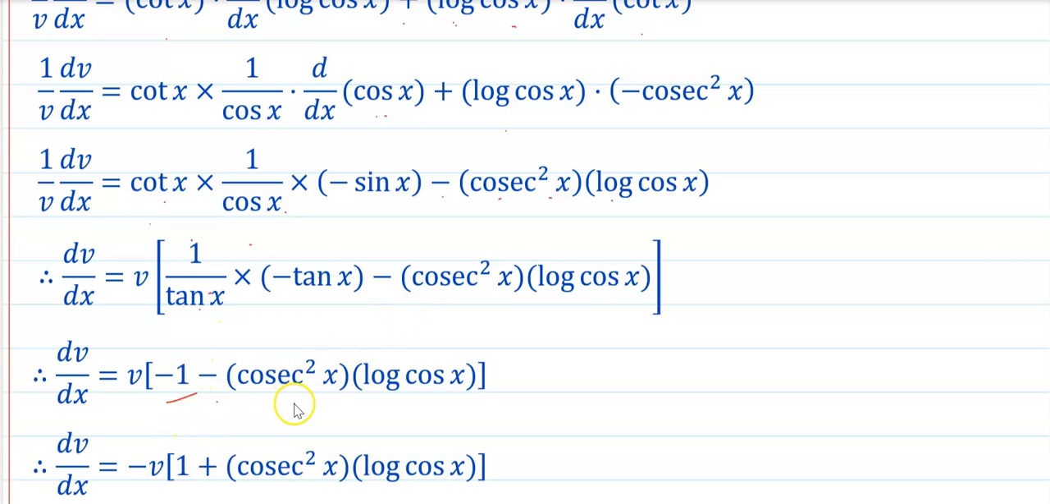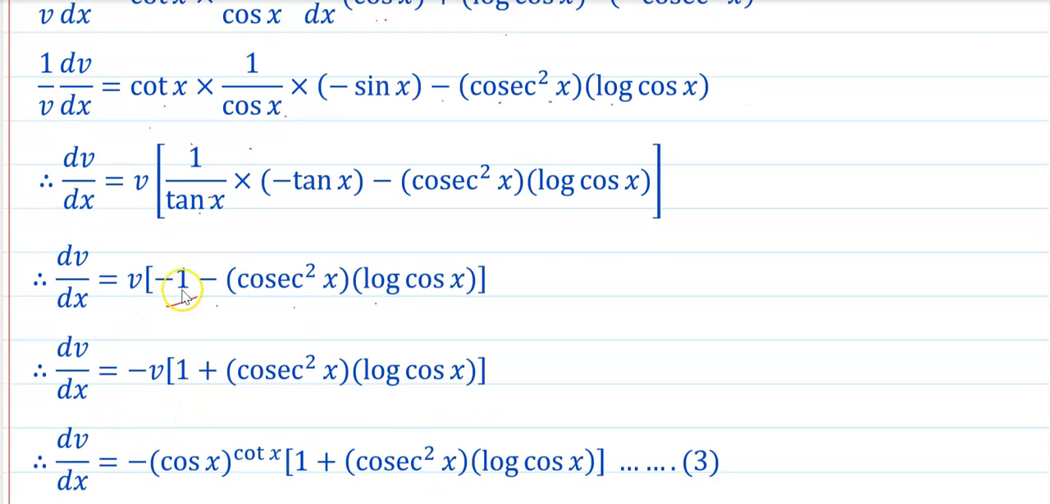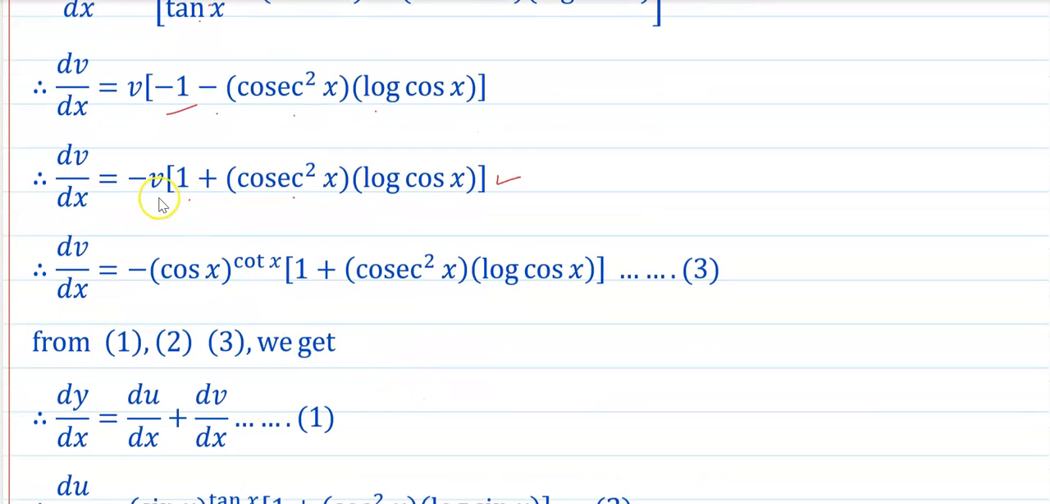Next minus cos x square x into log of cos x. Therefore dv by dx is equals to v times minus 1 minus in bracket minus cosec square x into log of cos x. Take minus sign as a common. Therefore, dv by dx is equals to minus v in bracket 1 plus cosec square x into log of cos x. Substitute the value of v. v किती आहे? तर in bracket cos x bracket is to cot x.